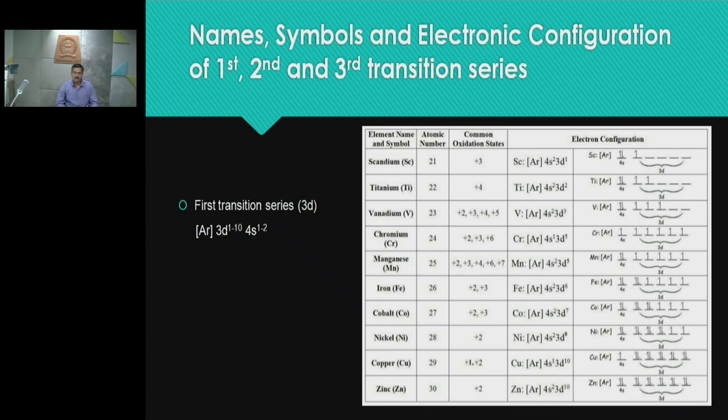It starts with 3d1, 2, 3 and so on up to 10, but there are some exceptional examples: chromium is 3d5 4s1, while copper is 3d10 4s1. This happens because half-filled and completely filled orbitals are more stable, and therefore a shift of an electron takes place. Then there are some common oxidation states, generally +3, +4, +5, +2. The maximum oxidation states for manganese are +2, 3, 4, 5, 6, 7. That way we get an idea of how the 3d series works with respect to its electronic configuration.